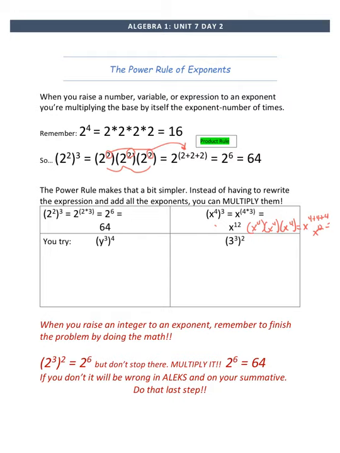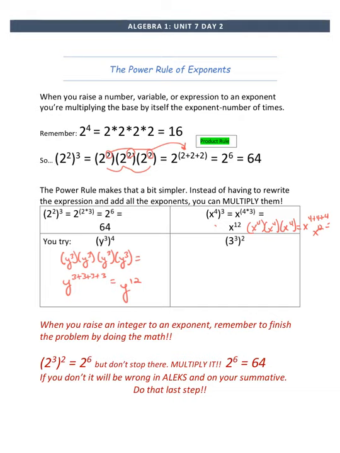So now we're going to apply it. I'm going to break the first one apart, but I'm not going to break the second one apart. So y to the 3rd power raised to the 4th power is y to the 3 times y to the 3 times y to the 3 times y to the 3 equals y to the 3 plus 3 plus 3 plus 3 equals y to the 12.